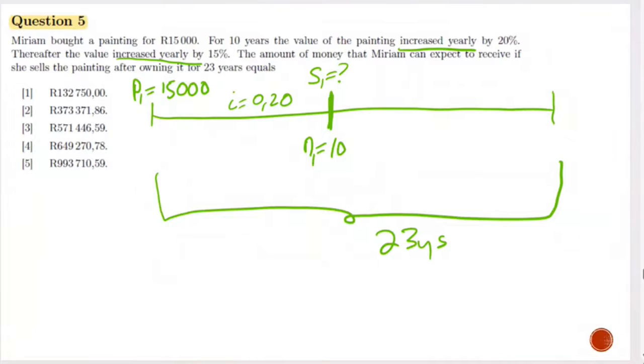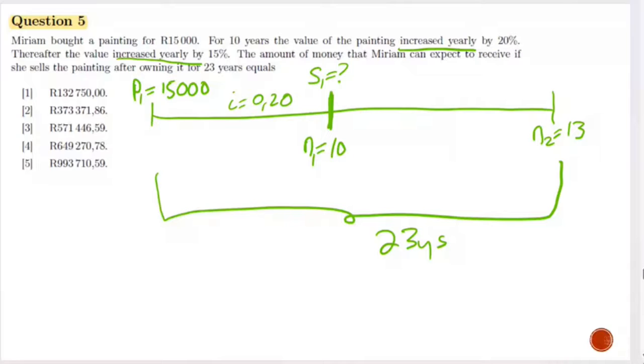So now the painting, she has owned it for 10 years. She still has another 13 years, to fill up 23 years. So now there is this period that is my N2. My N2 is equal to 13. 13 plus 10 for the whole period. From here, this is N0. This is your N0. That's when you are starting.